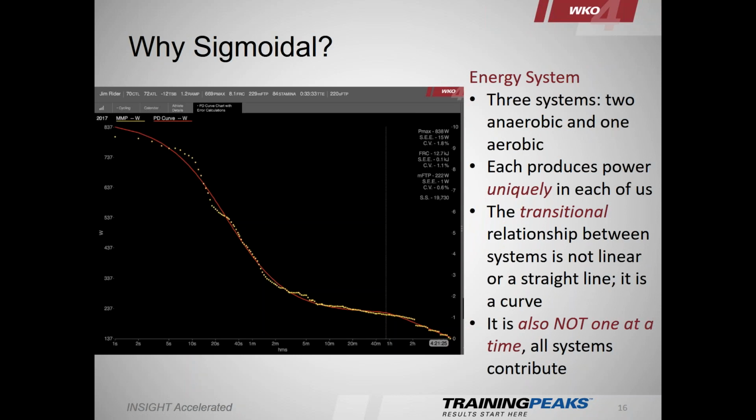Why is it sigmoidal? Well, here's something to start thinking about. When you look at this power duration curve, and it's representative of the power duration relationship of that individual athlete, one of the things that's happening is you have three energy systems. You could say two, but let's just call it three for argument's sake at the moment. You have two which are anaerobic and one which is aerobic.